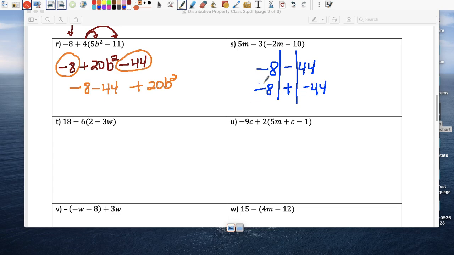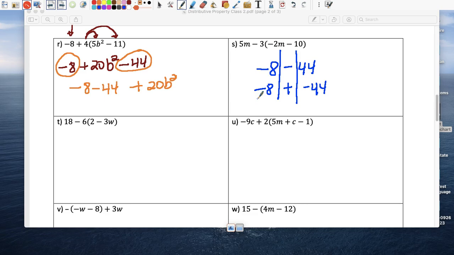Those of you who like this view better than this, the negative 8 minus 44, it might be easier to see it. So negative 8 plus negative 44, I have debt of negative 8. I go and spend more money, so I'm going to be further in debt. So I'm going to be further left on the number line. So if I combine these two, I get negative 52 plus 20b squared. And that's my final answer.